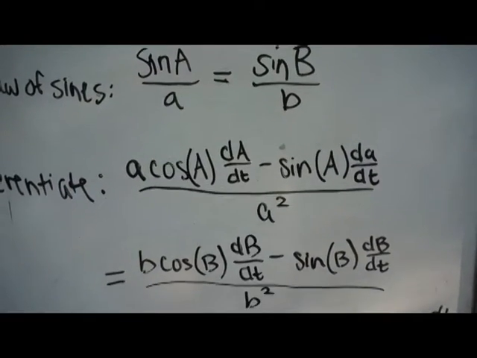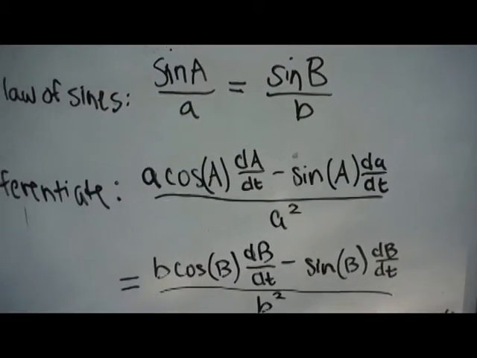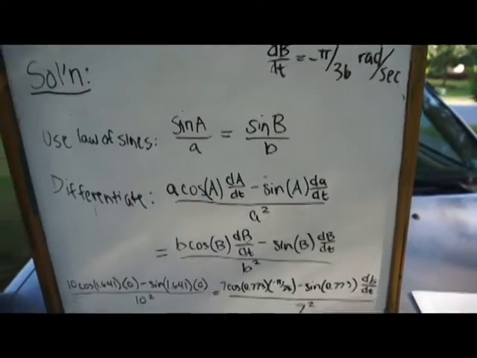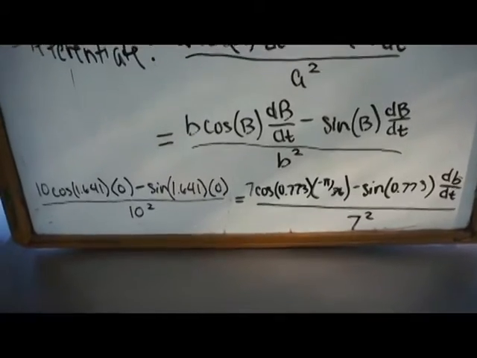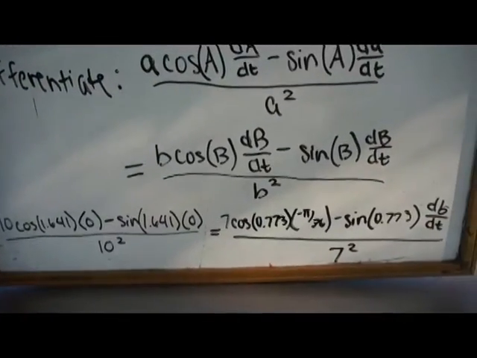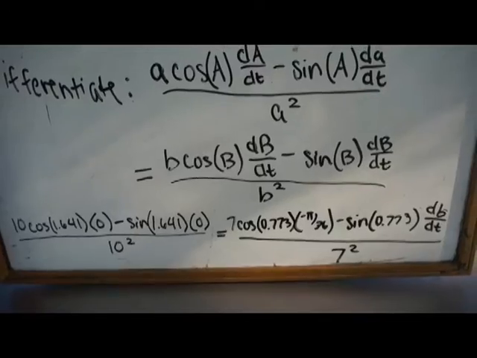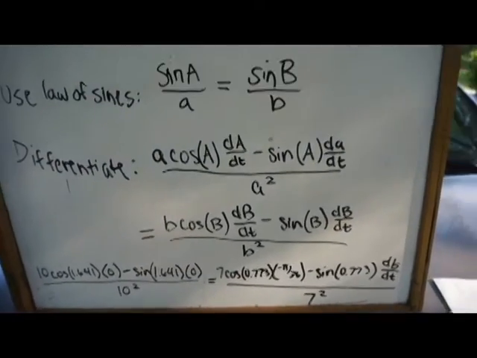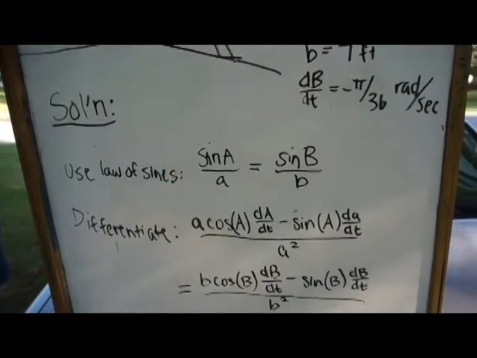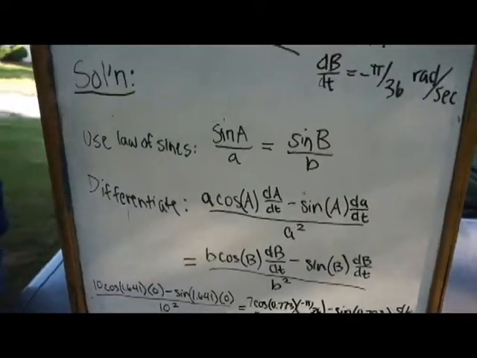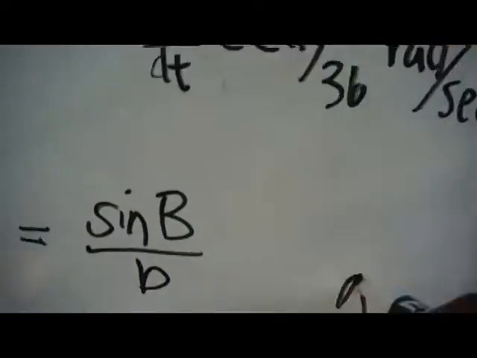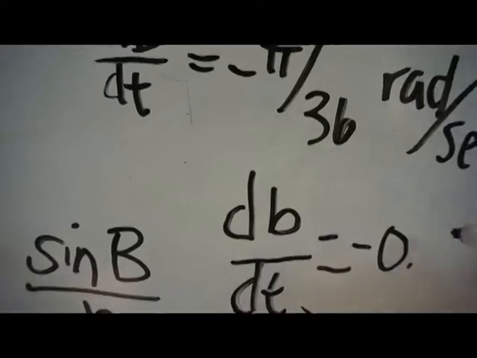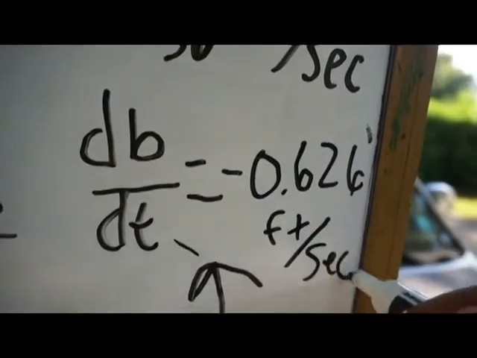Now to solve this and set up a relationship, use the law of sines. Then differentiate this law and plug in all your given values. After plugging in, solve for d little b/dt. d little b/dt, or the rate of change of the height of the ladder, equals negative 0.626 feet per second. Therefore, the ladder is falling at 0.626 feet per second.